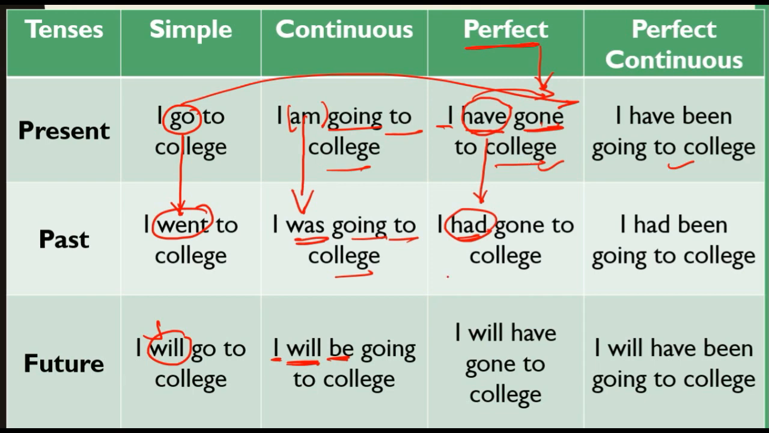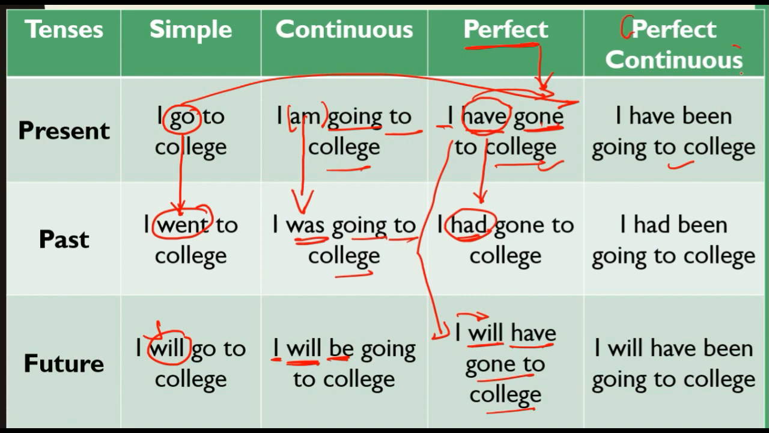In future, it was a copy paste that we did. The only thing we did in this entire pattern was to add the word will after I, because it is a future tense sentence, and we kept have gone to college as it is. And that's how we received this particular pattern.